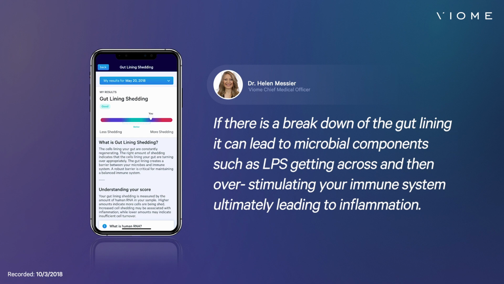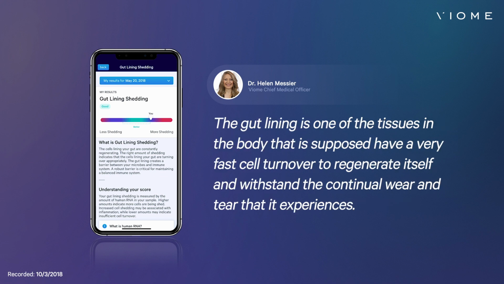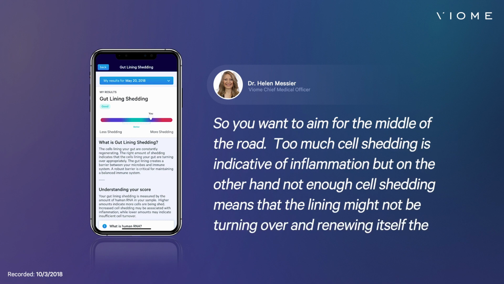If there is a breakdown of the gut lining, it can lead to microbial components such as LPS getting across and then overstimulating your immune system, ultimately leading to inflammation. The gut lining is one of the tissues in the body that is supposed to have a very fast cell turnover to regenerate itself and withstand the continual wear and tear that it experiences. So you want to aim for the middle of the road.